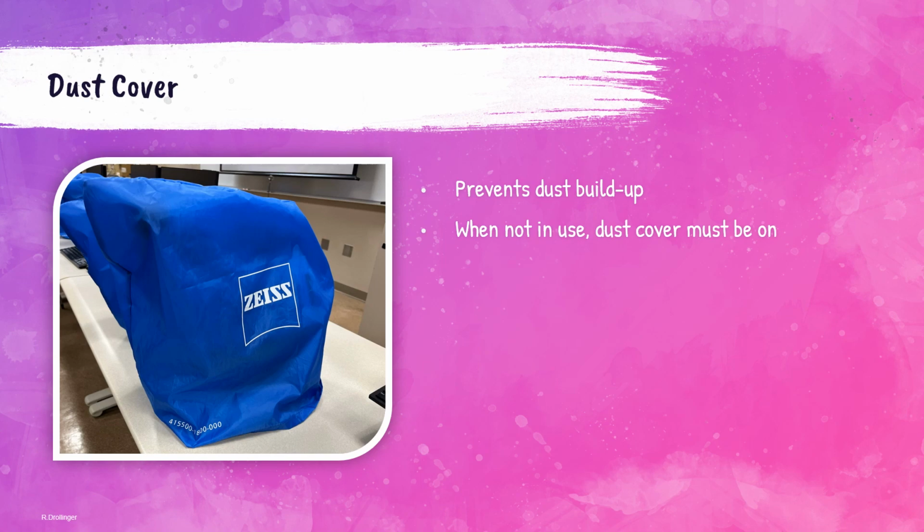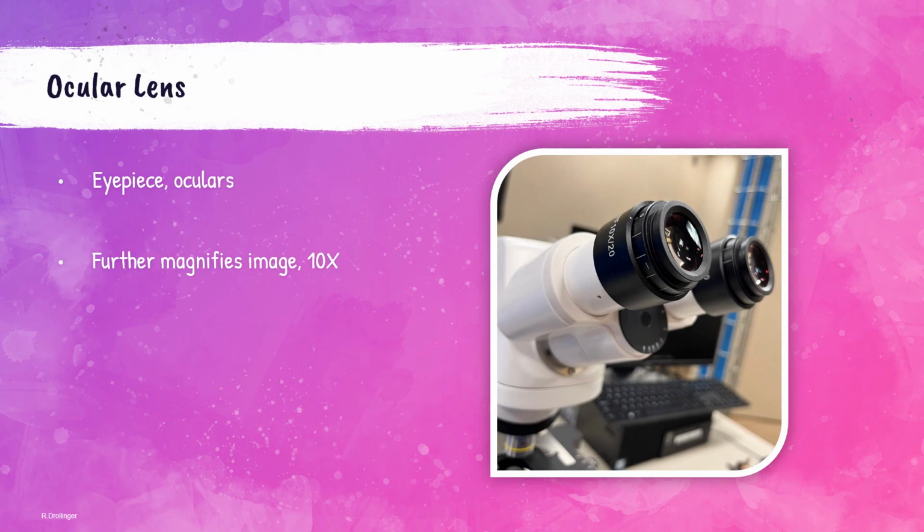The ocular lens is also referred to as the eyepiece or the oculars. This further magnifies the image. Generally, this is an additional 10x magnification, although some can magnify up to 30x. If you see here in this white lettering on the ocular lens, there's a 10x written here. This means these ocular lenses will further magnify the image by 10x.